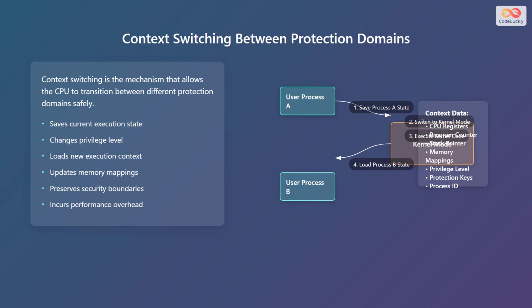Fifth, it preserves security boundaries. Context switching ensures that each process operates within its own protection domain. And lastly, it incurs performance overhead. Context switching can be a relatively expensive operation, as it involves saving and loading a significant amount of state. The visual on the right illustrates the process of context switching. It shows a user process A, a user process B, and the kernel. Arrows indicate the flow of control between the processes and the kernel during a context switch.